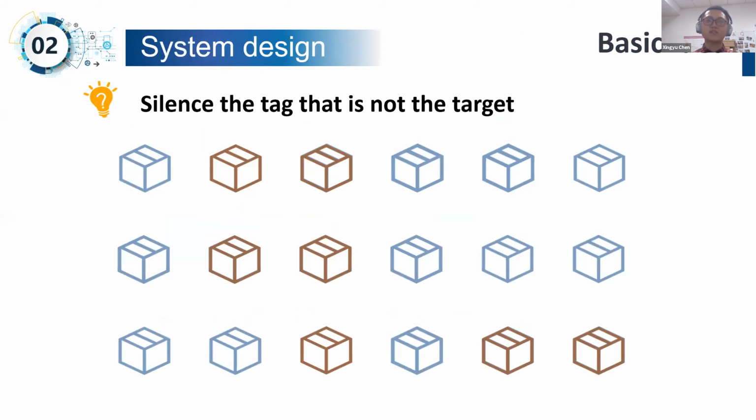The low time efficiency of exclusive collection is due to the fact that the reader has to communicate with each tag, even though the tag is not the target. If we can silence most of these tags, a great deal of communication overhead can be avoided. I mean silence the blue non-target tags.